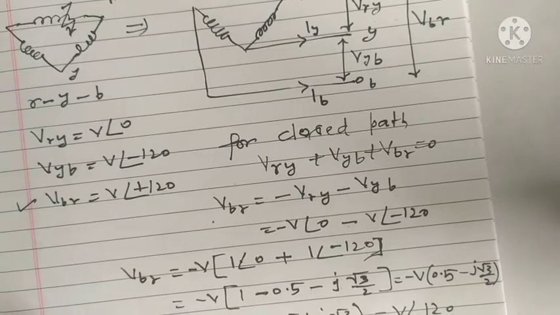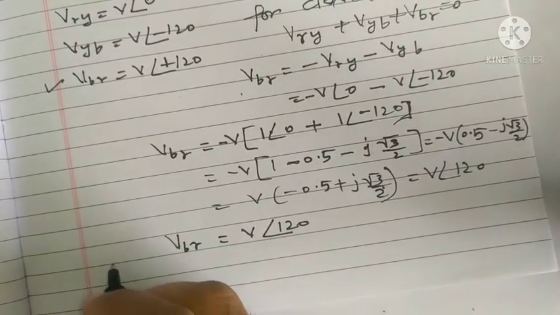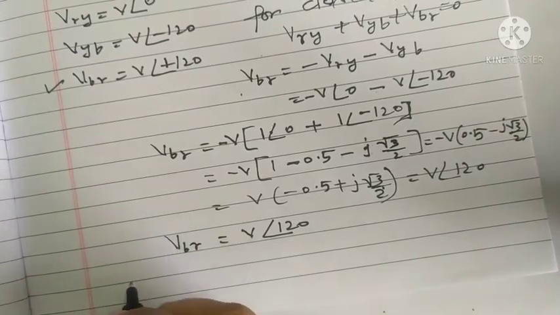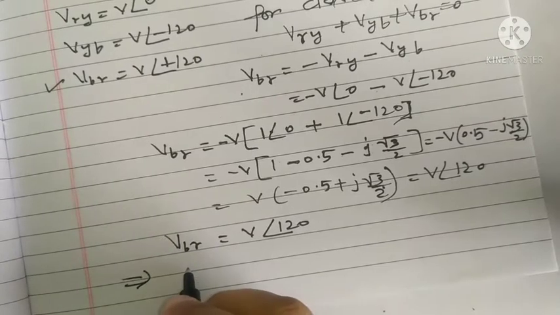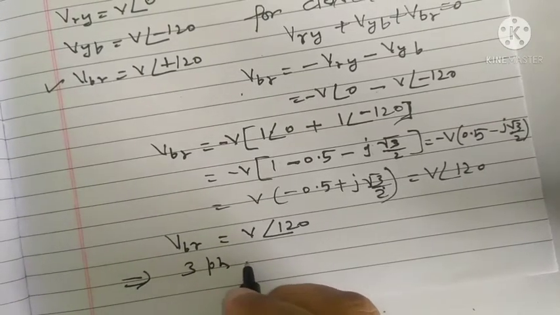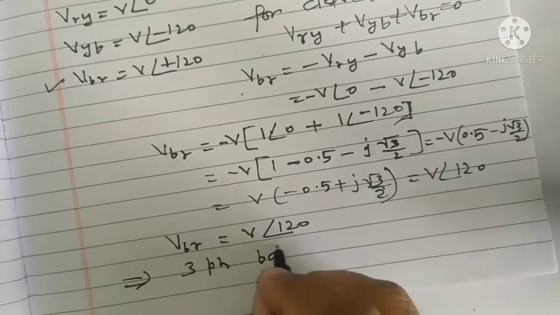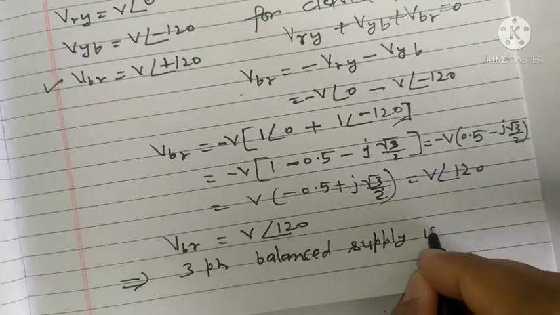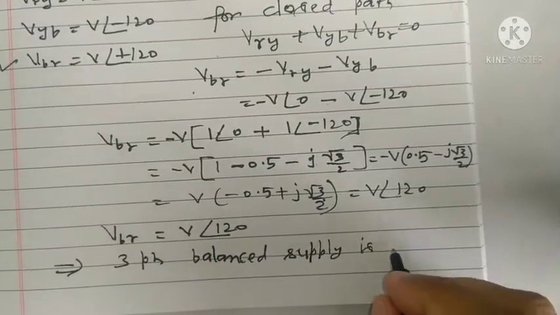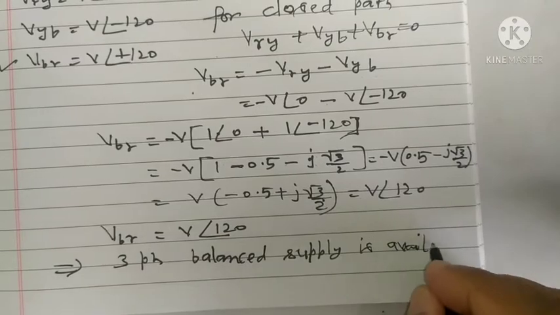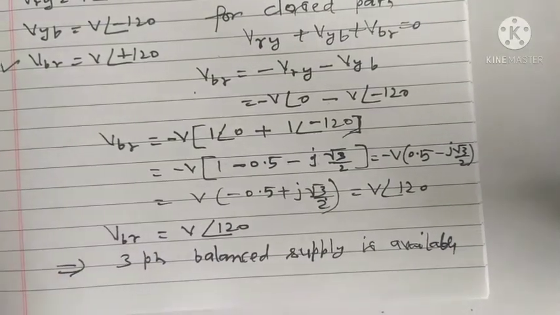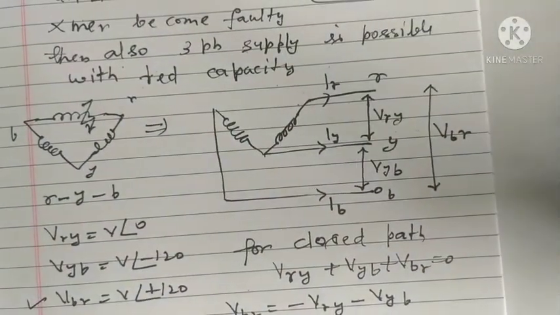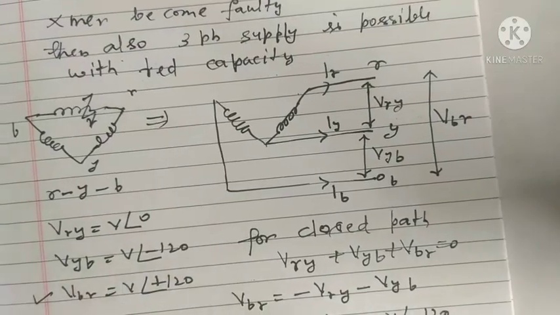So this is what a balanced supply is, right? So we can say the voltage between the open terminals is the same, and we can write here that a three phase balanced supply is available. So this is what the open delta connection is able to do: it supplies three phase supply.